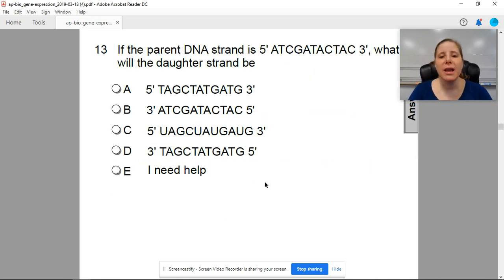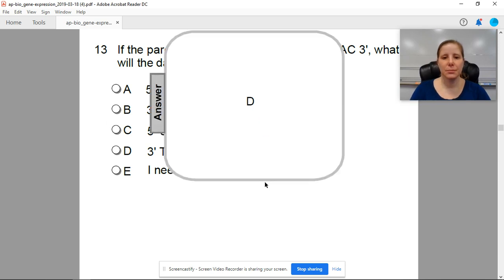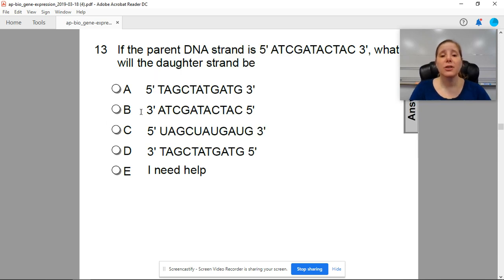If the parent DNA strand is 5' to 3', what will the daughter strand be? Take a second and get your answer. Did you say D? Good. First of all, we know we need it to start with 3', so it is anti-parallel. This one's 5', so the next one needs to be the opposite, 3' to 5'. And then it will be opposite, not the same. And it is DNA, not mRNA, so we do not need the U's. So D is the best answer.